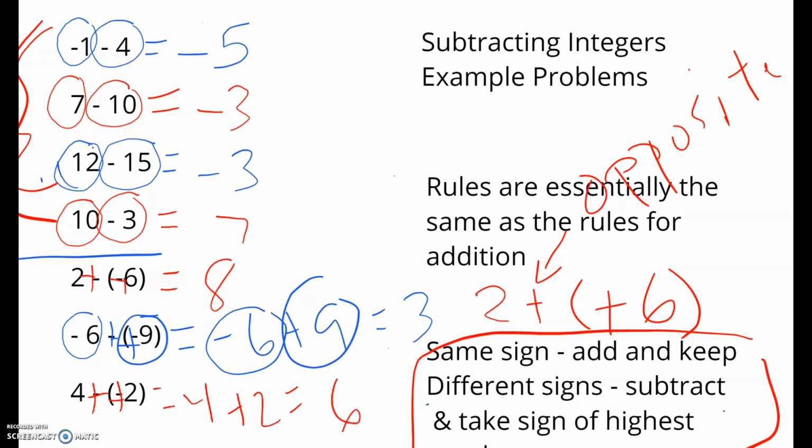So when you have 2 negatives in a row like that, one tells you to change the other. One says take the opposite of what comes next. And so the opposite of a negative is a positive. So 2 negatives in a row kind of cancel out and become a plus, becomes an addition problem. And then you still just use your addition rules. Same sign, add and keep. Different sign, subtract, take the sign of the highest number.